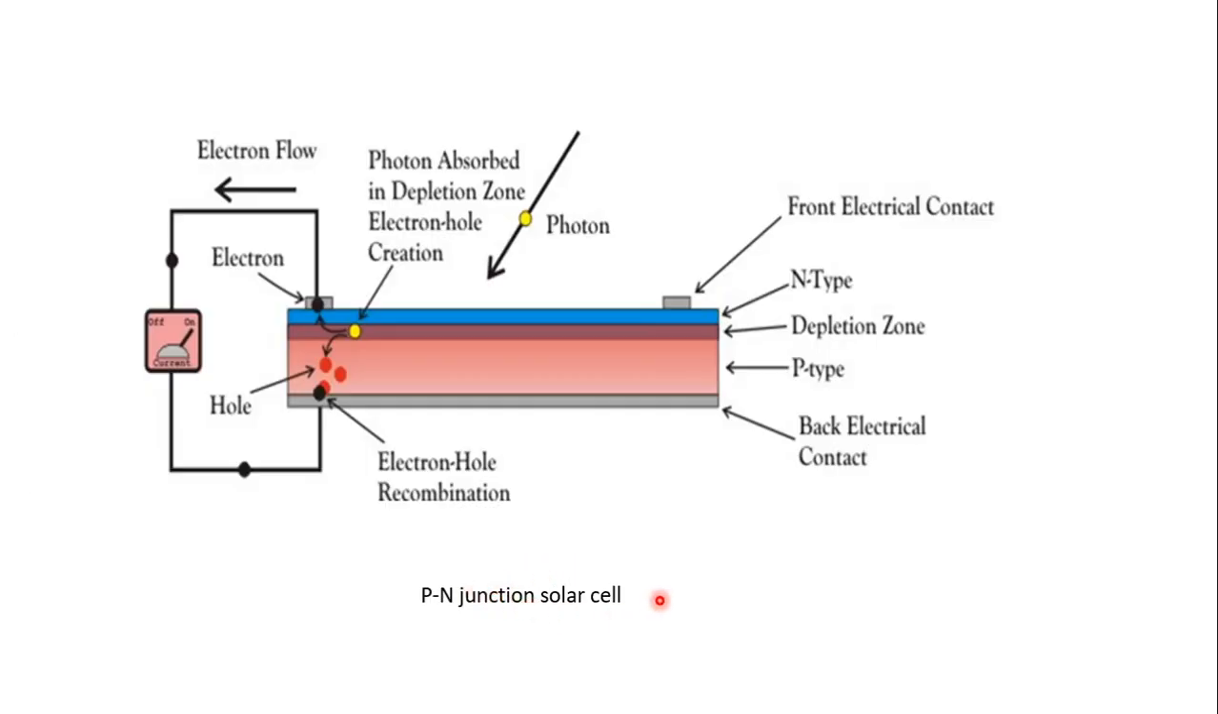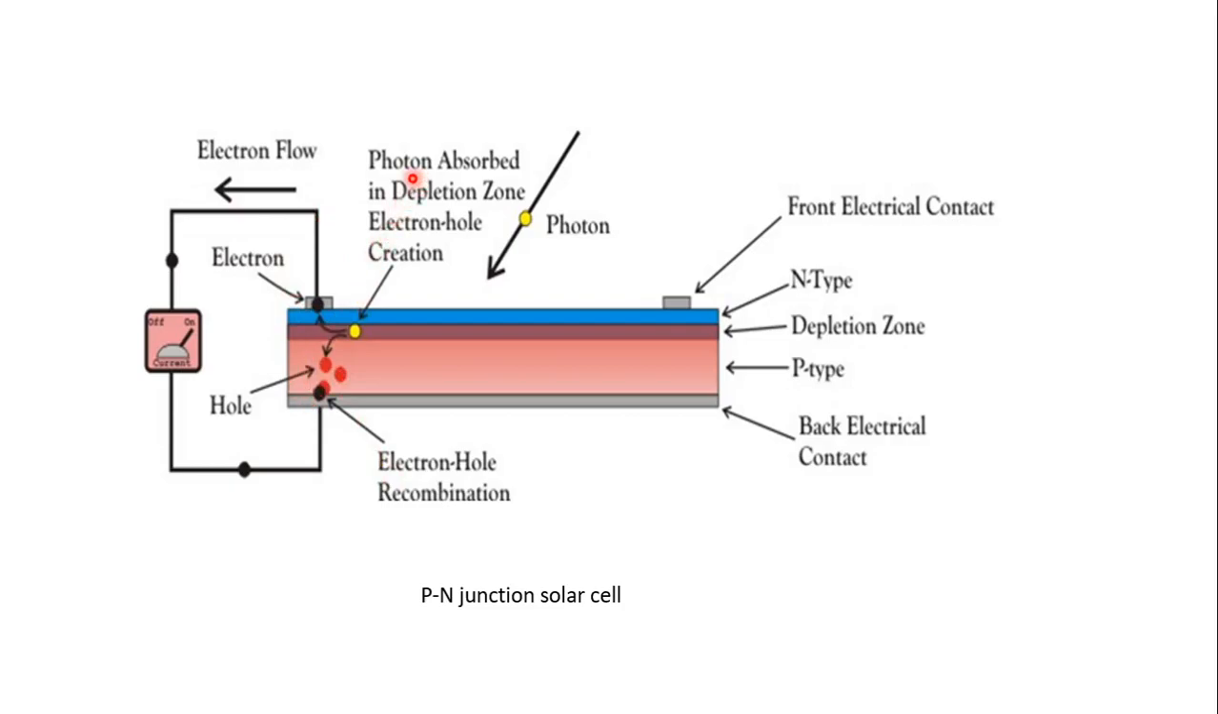P-n junction solar cells. The diagram is seen here. First one, P-type and N-type. This is a P-type material. This is an N-type material. Between the P-type and N-type material is a region we call the depletion region. And this is a back electrical contact, and this is a front electrical contact. These are the two contacts. And then we find here the electrons and here the holes.